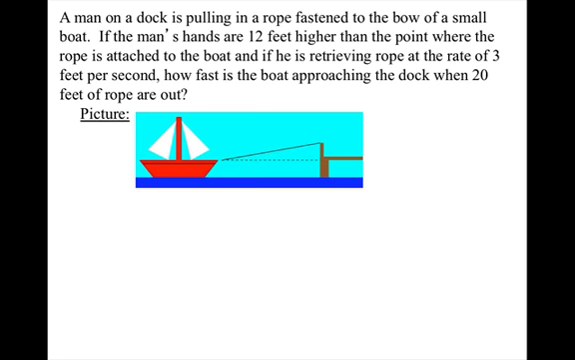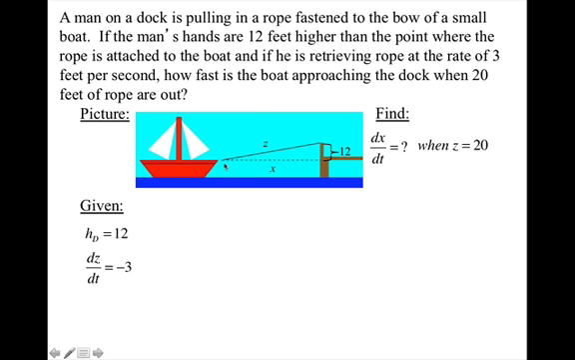Okay, so here is our picture. We have our boat, and we have the distance it is from the dock, and then we have the length of the rope. So what we're given is the height of the man's hands above the boat, which is 12 feet, and that doesn't change. What is changing is this distance, because we're pulling in the boat, and the length of the rope is also changing. What we are given is dz/dt, which is the rate at which the rope is getting pulled in. So the length of the rope is getting smaller, so it is -3 feet per second. What I want to find is how fast the boat is approaching the dock. So I want to know this rate, the rate of the distance, when the length of the rope is 20 feet.